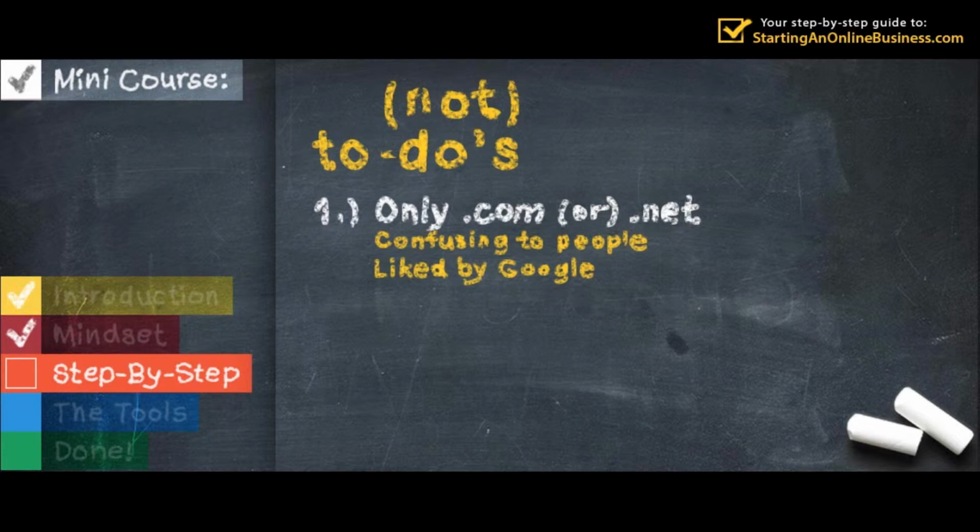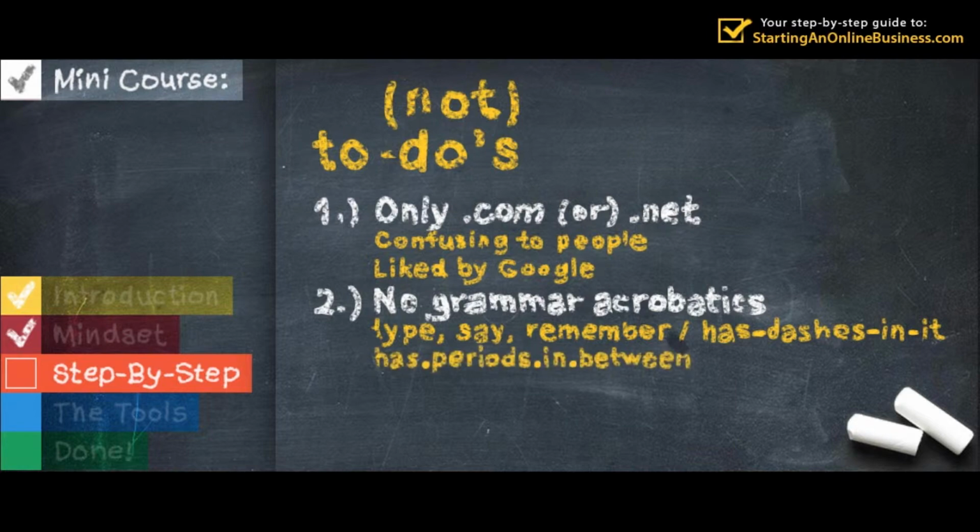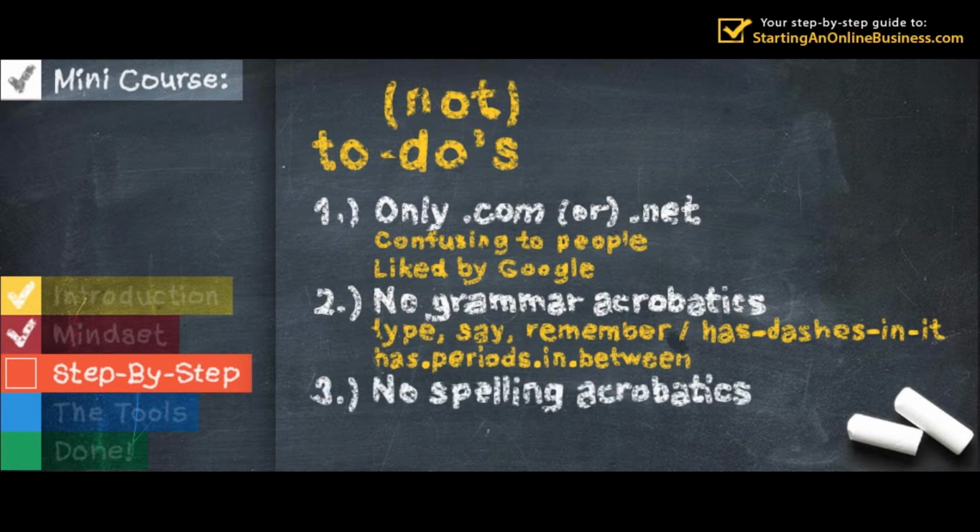Number 2, do not use anything that is difficult to type, say, remember, has dashes in it, or has periods in between. Number 3, along the same lines, do not use strange spellings or nonsense words. Examples: fairinheight.com, kablowy.com. And that's the end of the 3 do's and the 3 don'ts.